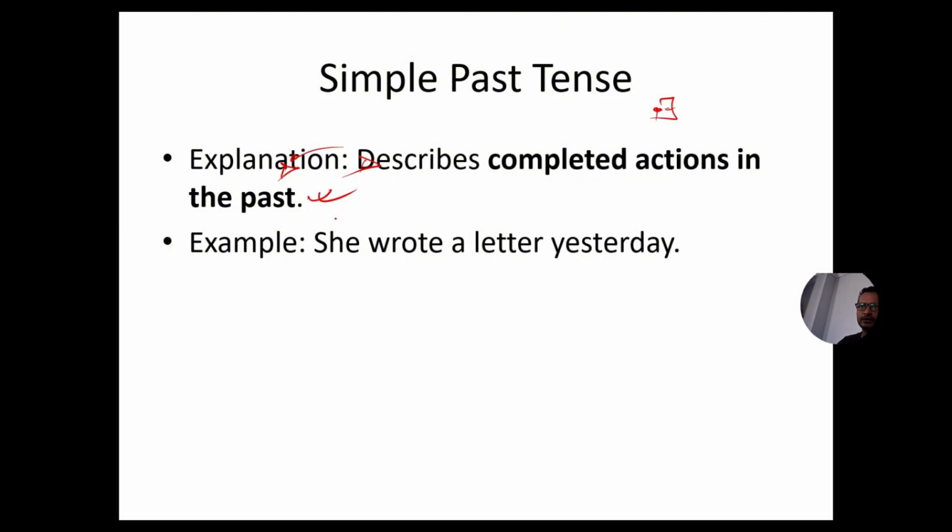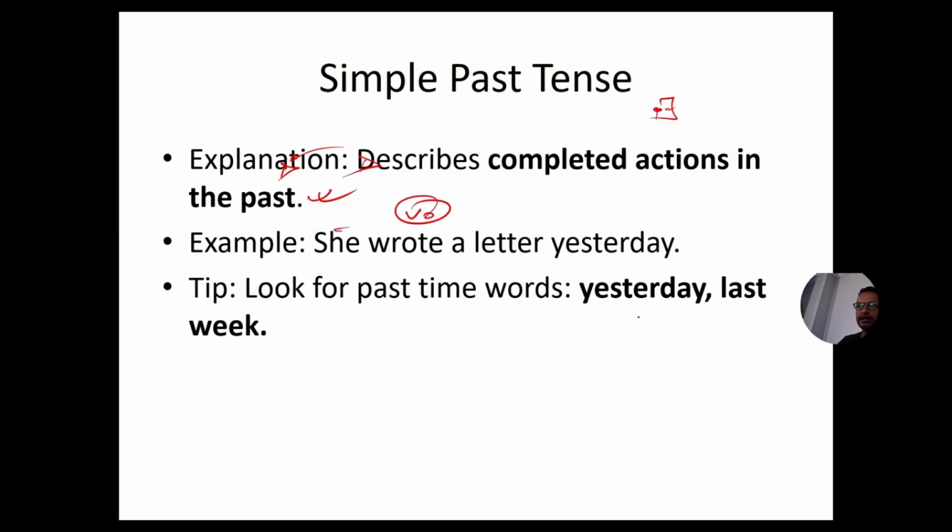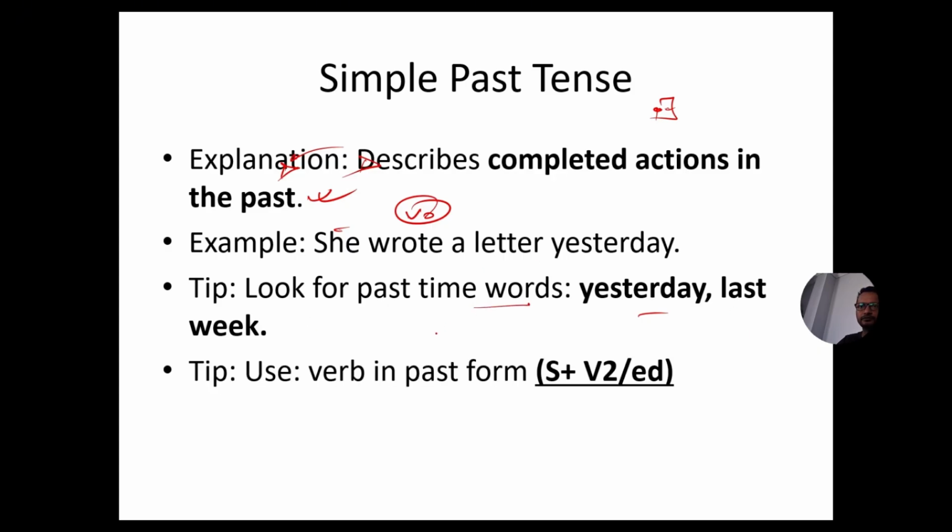And then she is the subject, and wrote is B2. See, wrote, right? Look for past times like yesterday, last week. So generally this time clause will be there. Use a past verb: subject plus B2, right? So you need to understand, in the simple past tense, we talk about an activity which happened in the past, finished in the past, with nothing significant to the present. I played football yesterday, for example. Yesterday you played football.